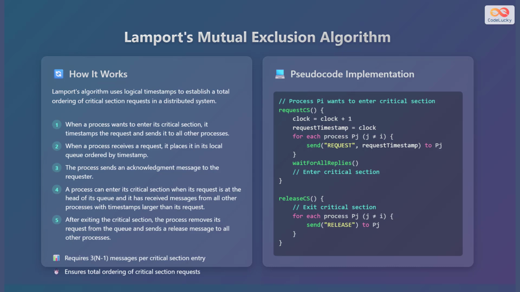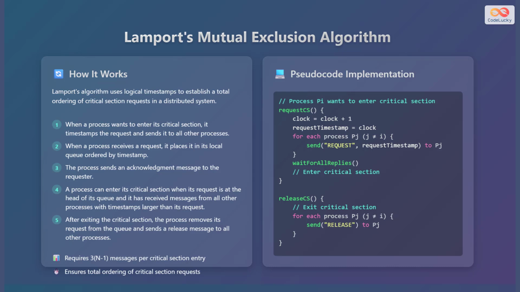Let's delve into how Lamport's mutual exclusion algorithm works. This algorithm uses logical timestamps to establish a total ordering of critical section requests in a distributed system. The steps are as follows. First, when a process wants to enter its critical section, it timestamps the request and sends it to all other processes. Second, when a process receives a request, it places it in its local queue ordered by timestamp. Third, the process sends an acknowledgement message to the requester. Fourth, a process can enter its critical section when its request is at the head of its queue, and it has received messages from all other processes with timestamps larger than its request.